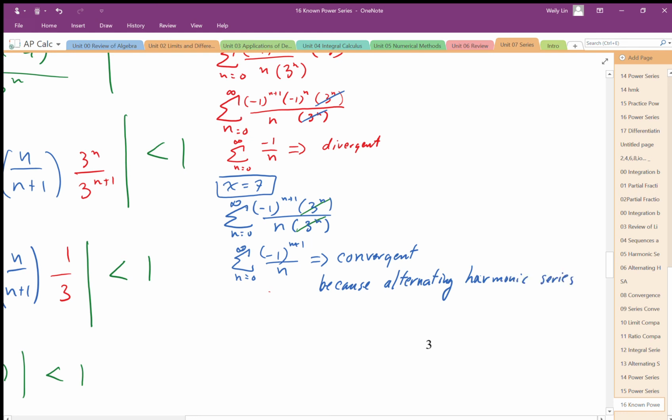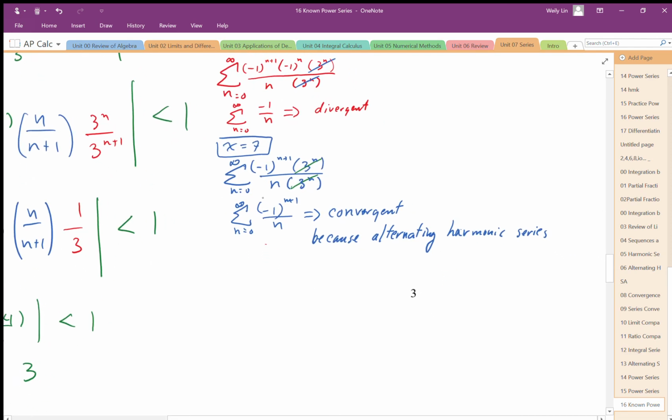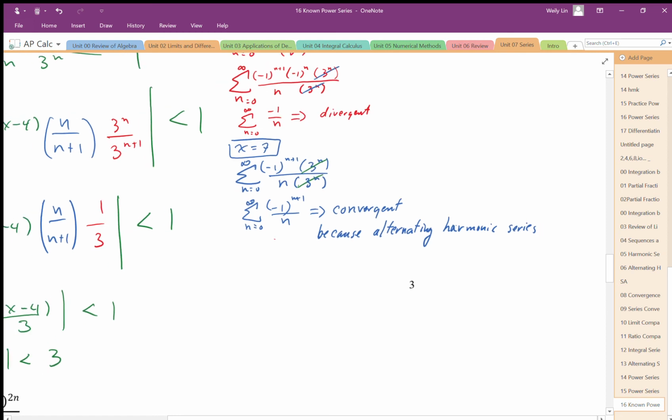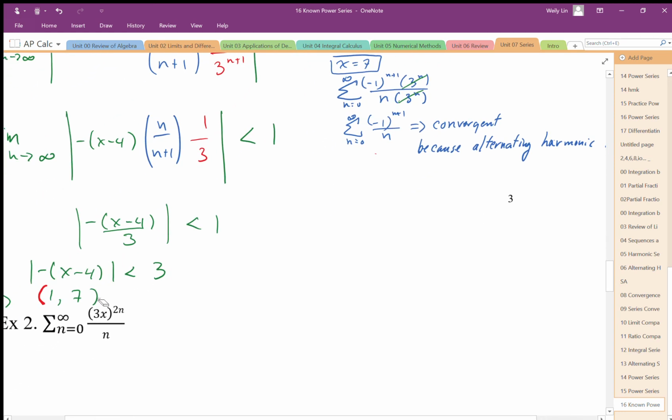Now again, we could do some formal tests with this, but really we shouldn't have to, because these are fairly standard converging and diverging series. We don't really need to prove these, although we do have tests to prove them as well. So I'm just going to keep track of my endpoint here.